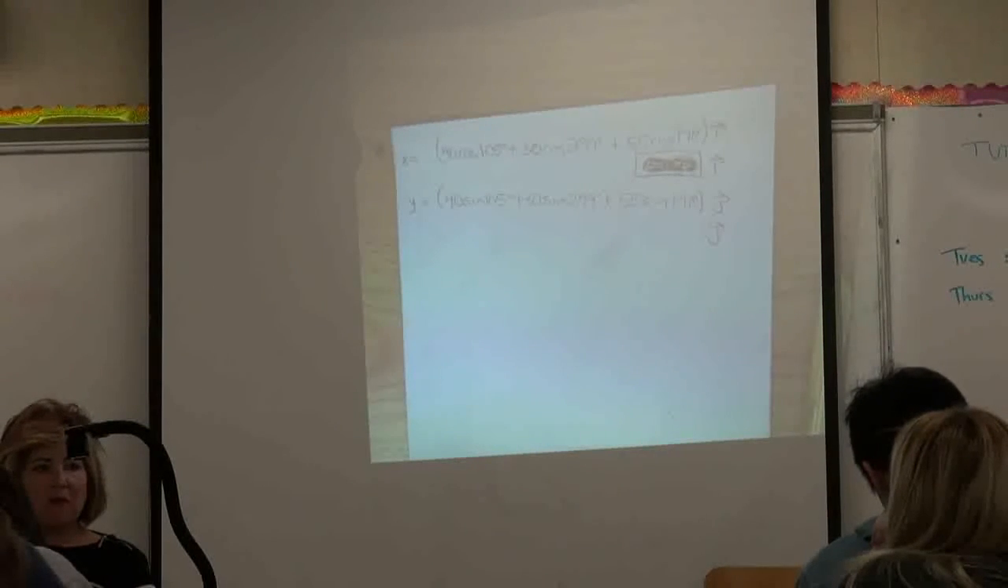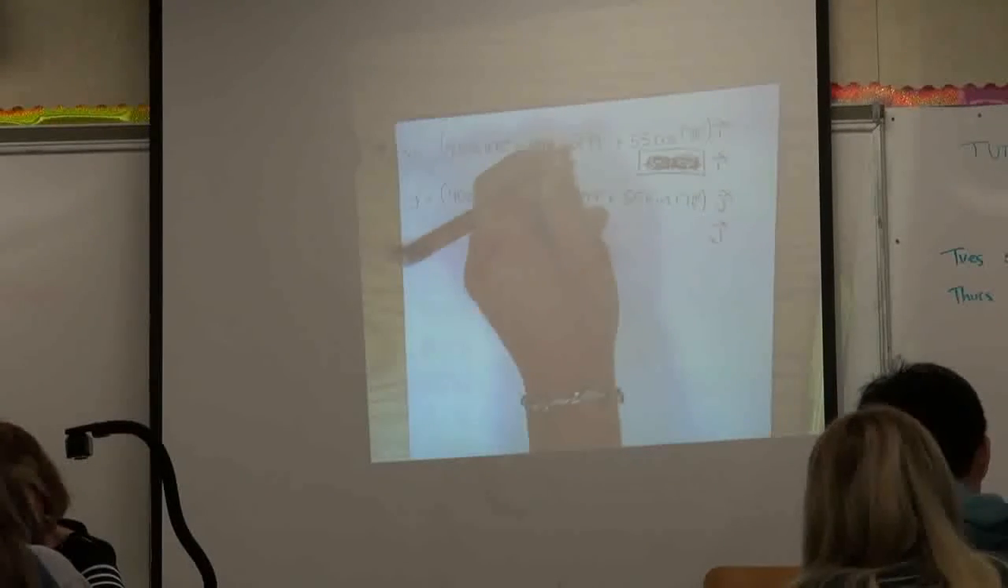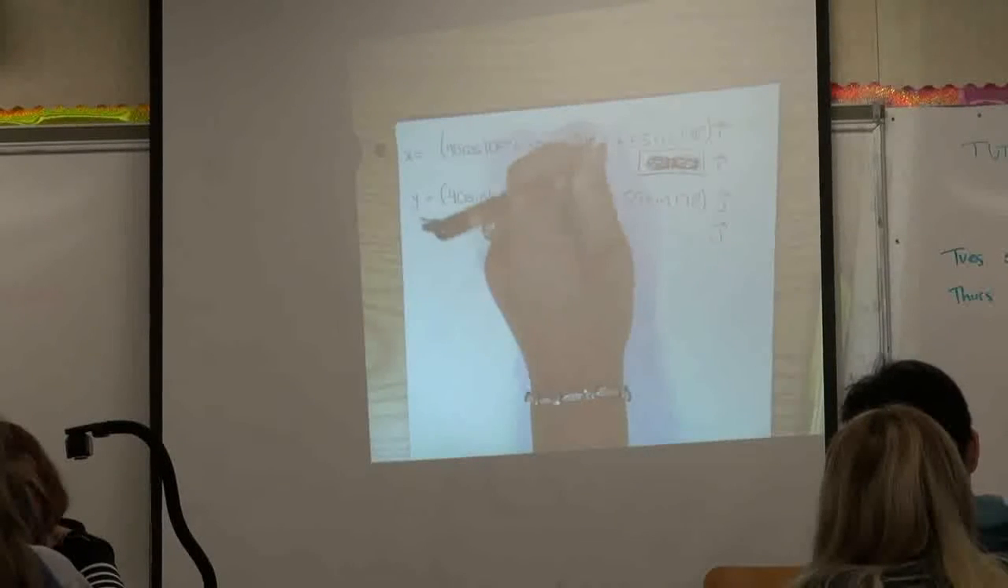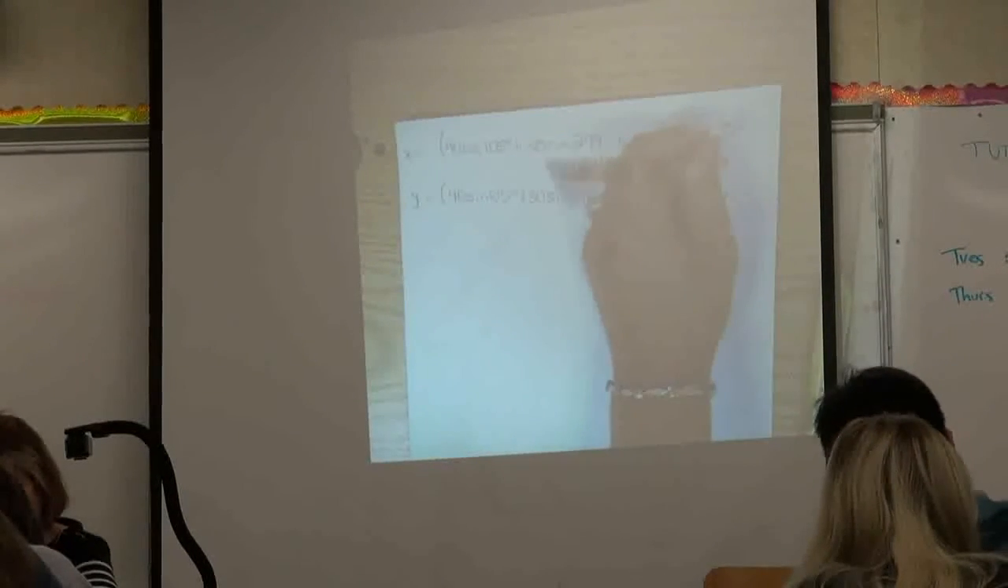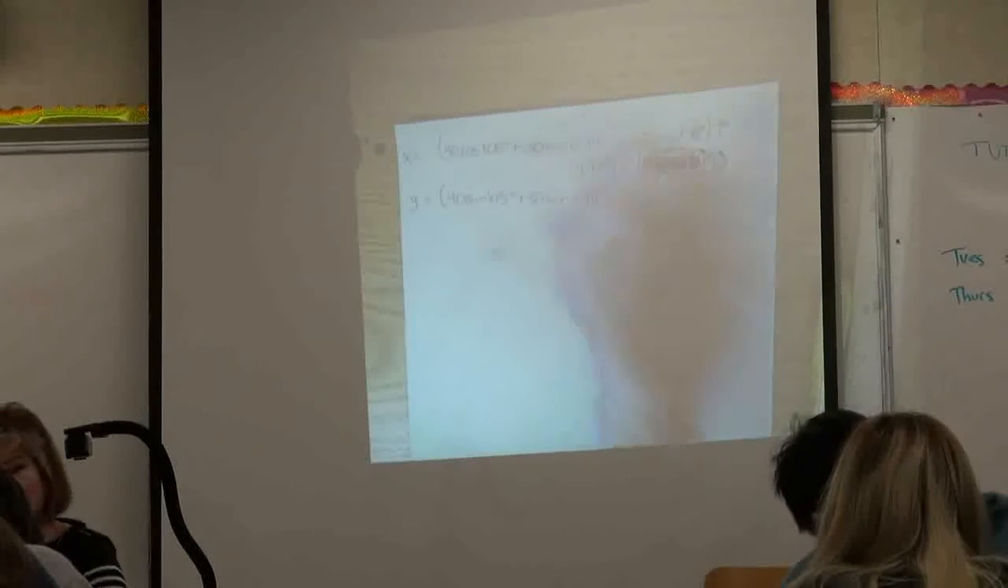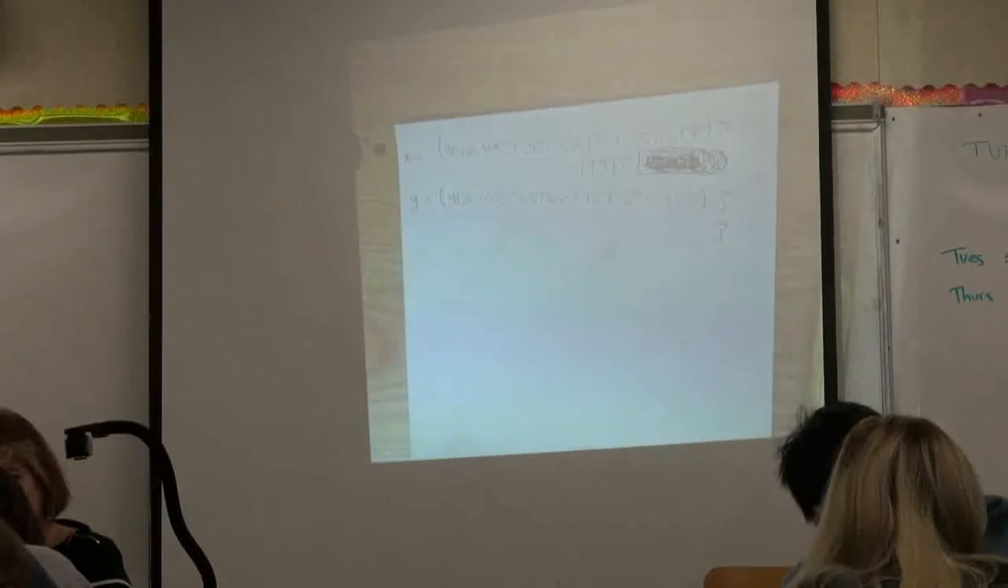I did it twice and I got negative 49.97. I got that too. Jake, your calculator's in the wrong mode. That's probably what it is. Your calculator needs to be in degree mode.